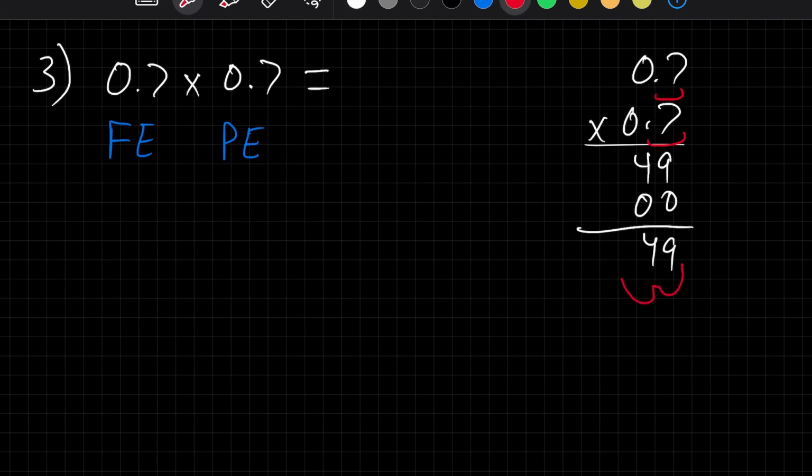Let's try again. Loop, loop. Okay. So let's put a little 0 here. Ooh, we want to do it in white. So 0.49. That's the answer. Okay. Let's move on to another example.